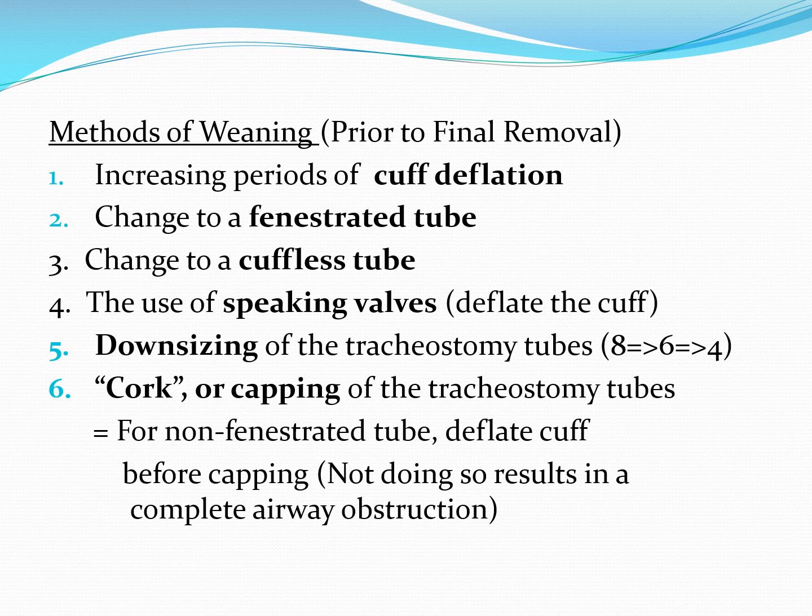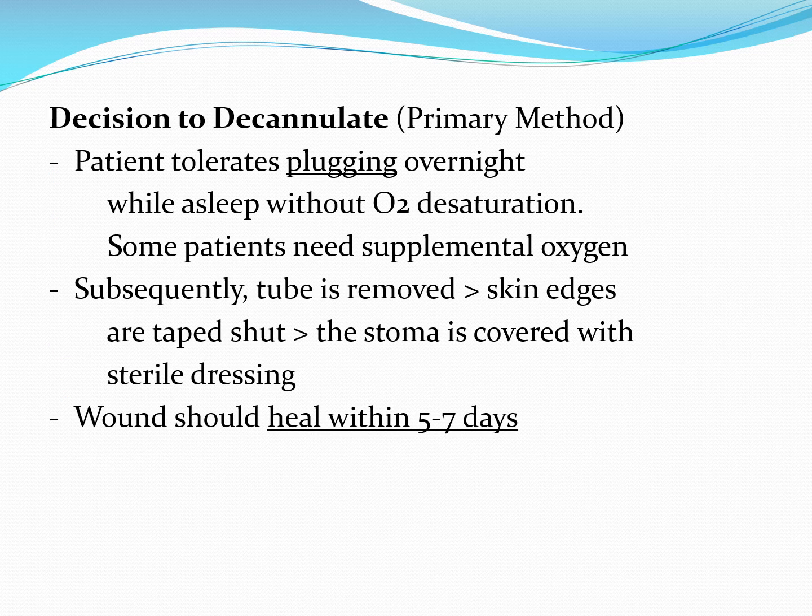And then you're looking at downsizing the tracheostomy tube from an 8 to a 6 to a 4, and not literally cork, but capping the end of the tube. Different things along those lines. Get them down to a 4, get them hopefully decannulated in a safe and planned manner. The decision to decannulate is a collective decision, obviously driven by the patient and the physicians.